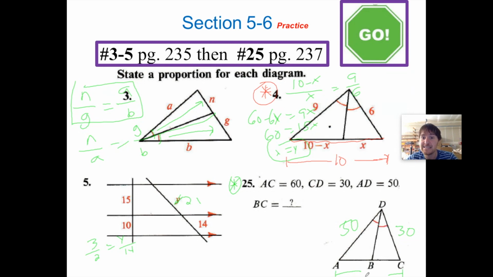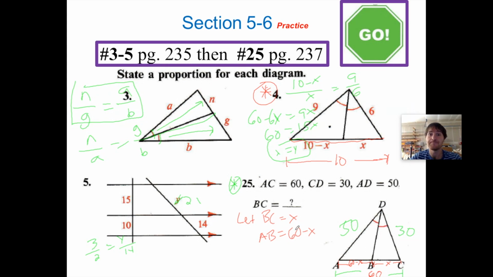If AC is 60 right here, we basically need to create expressions for what's unknown. So we'll let BC equal length x. If this distance is x, this whole distance is 60. Using the segment addition postulate, what plus x equals 60? It would be 60 minus x. So AB equals 60 minus x, and BC equals x. Now we just need to solve it the way we did on number 4.